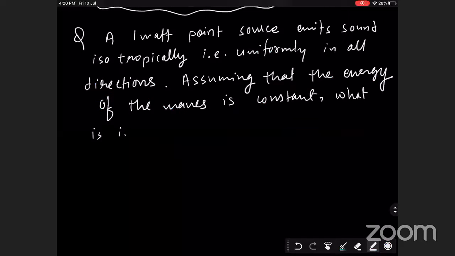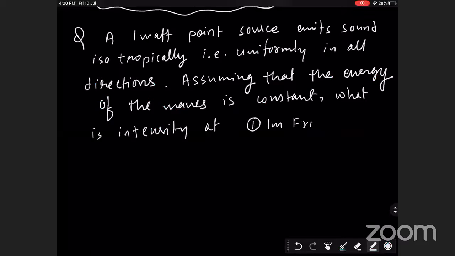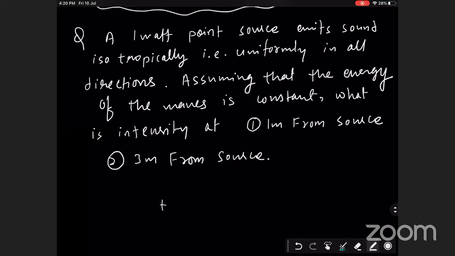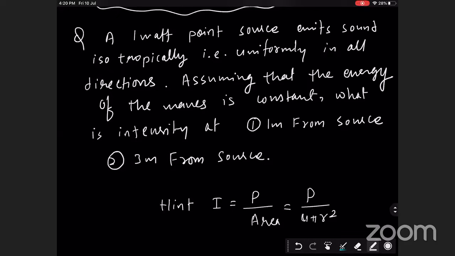What is intensity at 1 meter from source? Second, 3 meter from source. This is your homework. Okay. Hint is intensity is equal to power per unit area. So you will spread power in 3D in a spherical region. This is your hint. Okay. Directly you can solve by this hint. Take a screenshot.